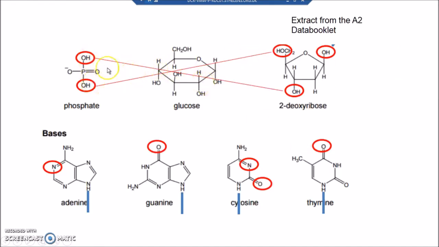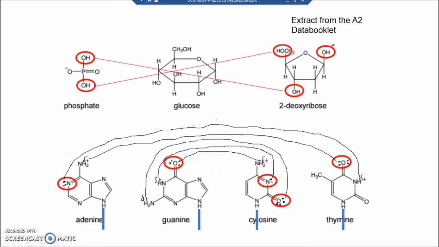And that then shows you the positions of the OHs that bond on the phosphate to the 2-deoxyribose, and the OH that bonds to the base. The blue lines, the NHs, are where the bases join onto this OH and use an H with an OH to form a bond between that carbon and each of these nitrogens. The other circles, the single N's and the O's, have got lone pairs on them. So you should draw lone pairs on those on your data sheet as you go into your exam.